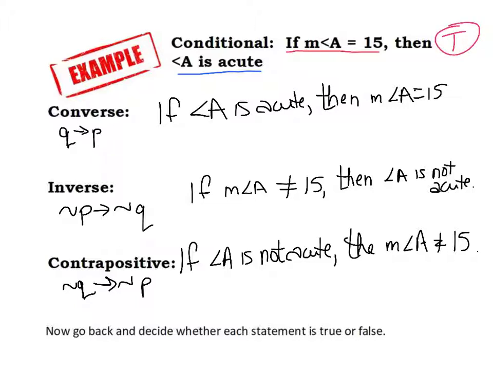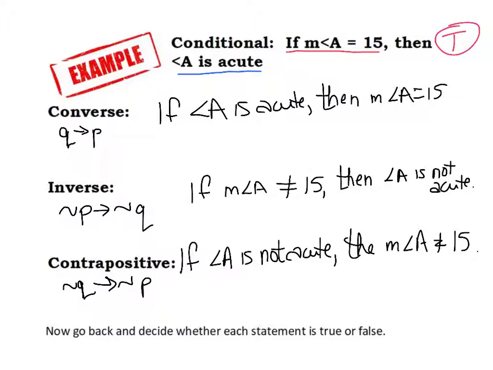Let's look at the next one. If angle A is acute, then the measure of angle A is 15. Remember, if I want to say false, I have to find a counterexample for this. So I have to find an angle A that is acute, but that it's not 15. I can do that.